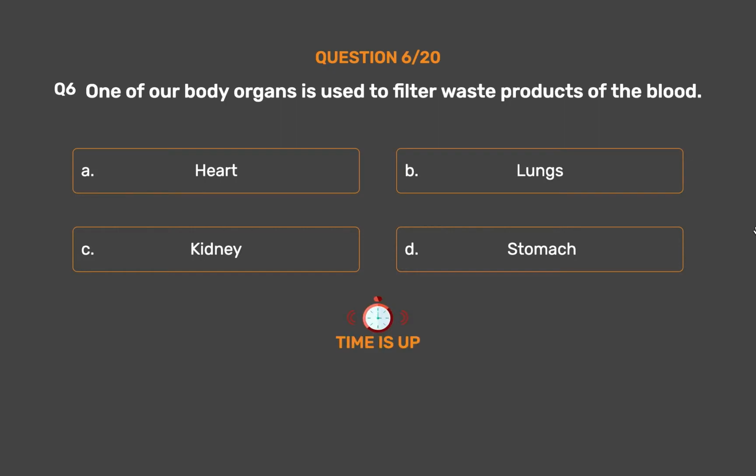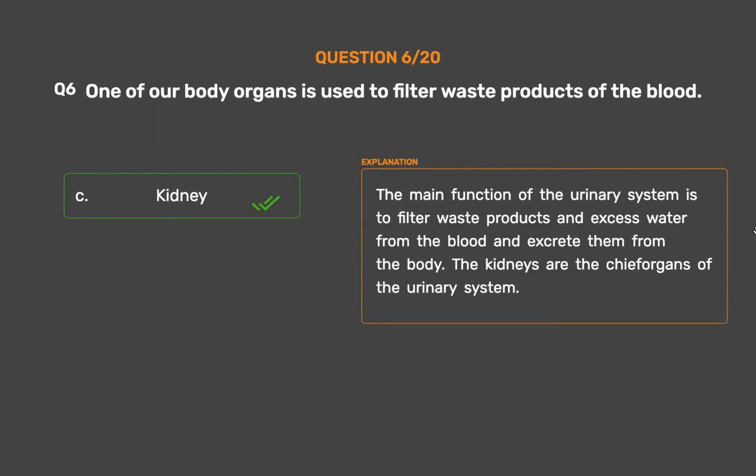The correct answer is option C. Kidney. The main function of the urinary system is to filter waste products and excess water from the blood and excrete them from the body. The kidneys are the chief organs of the urinary system.